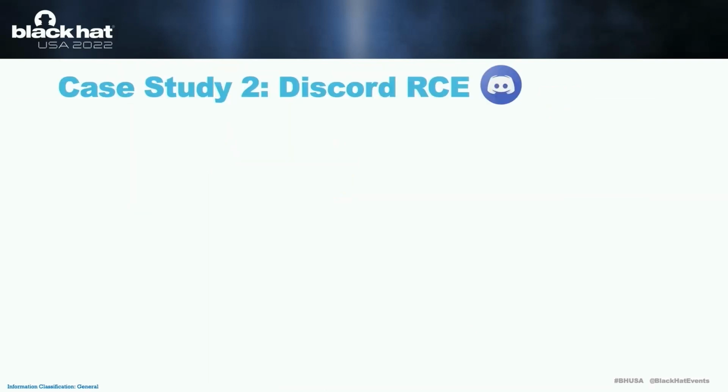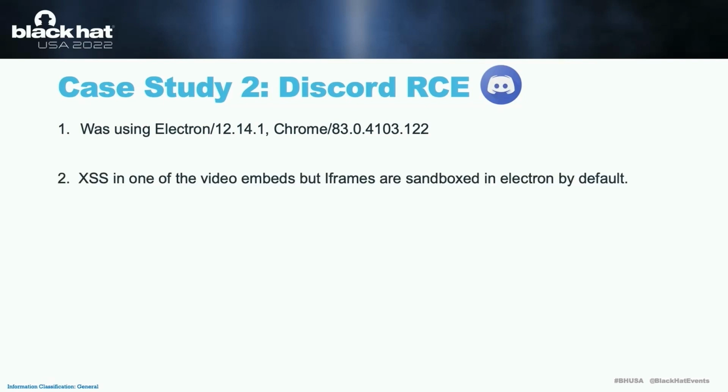So the second case study we have is a remote code execution on Discord, which is a commonly used application. We found that Discord was using an older version of Electron, which was 12.14.1. And this means that it is also indirectly using an older version of Chrome, which is 83. So when we were looking for attack surface in Discord, the most interesting one was the video embed. Let's say you send a message to a victim on Discord with a YouTube link, you will see that the video will get expanded and someone can click on it.